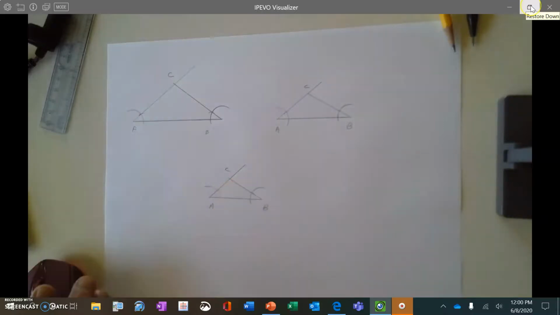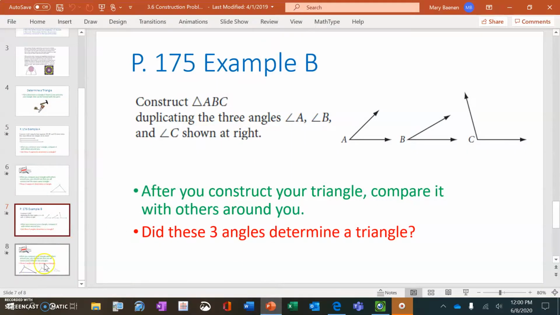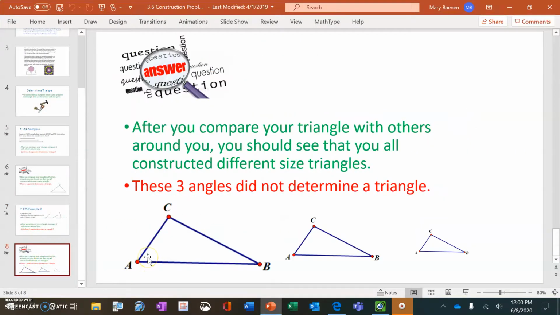So now I'm not even going to cut these out, because you can see obviously that they are all different sizes. So this says, after you compare your triangles with others around you, you should see that all constructed different size triangles, all kind of the same shape, but different size. They're not exact. They're not identical. So these 3 angles did not determine a triangle.